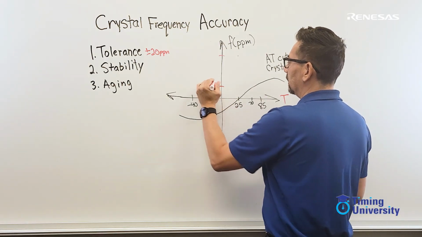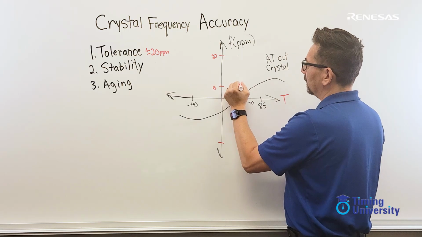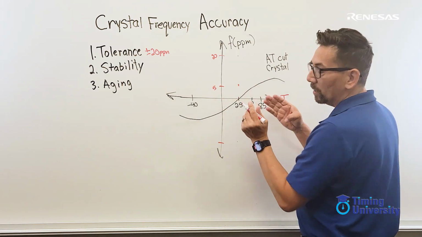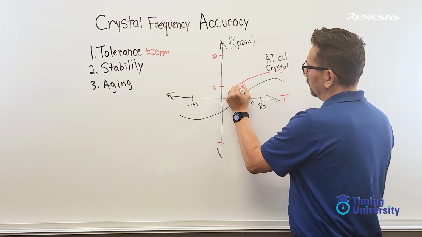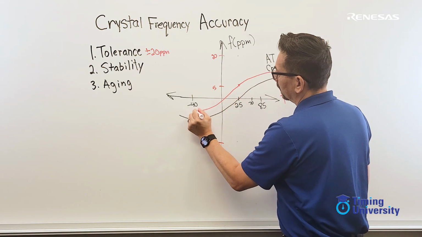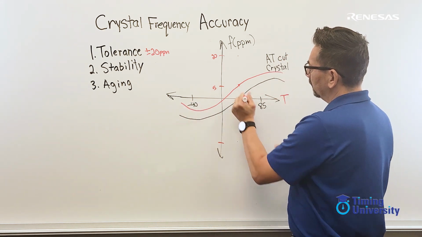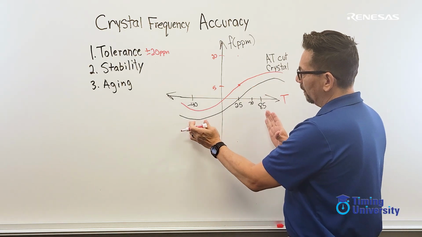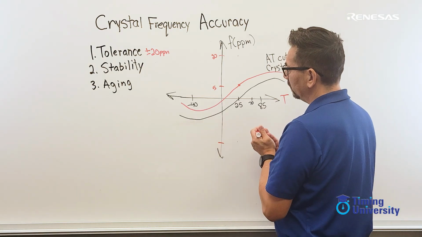So let's take a look at an example where, let's say we have a positive 5 ppm offset. That crystal is running at that frequency. The profile is the same. It's just offset. So as temperature changes, this ppm is going to change. And if we look at a range of temperature, we can measure how much that changes.